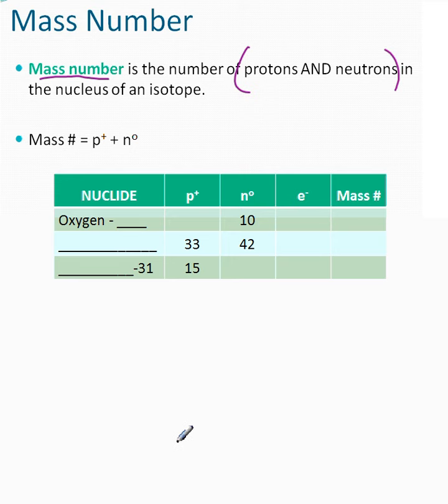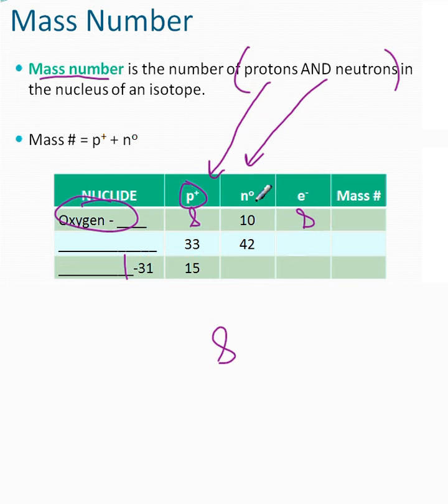So like, for example, oxygen. When I look at the periodic table, oxygen's atomic number is 8. That means I have 8 protons. If it's not an ion, it means protons and electrons are the same. So I have 8 and 8. Remember that the mass number is just the protons plus the neutrons. So in this case, 8 plus 10, the mass number is going to be 18, and we do write the mass number after it.